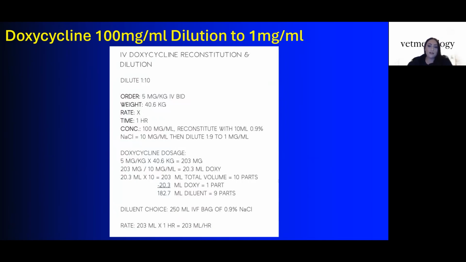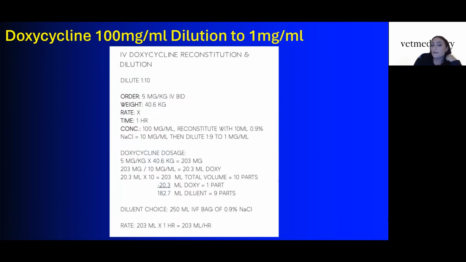You want to reconstitute with 10 mils of 0.9% NaCl, which gives you a 10 mg per mil solution. And then you want to dilute. I'm sorry, it says 2 different dilutions here. I need to fix that. But I believe it's 1 to 10, not 1 to 9. So yes. So basically, you want to go ahead and dilute 1 to 10 to a 1 mg per mil dilution. So 5 mg per kg times 40.6 kgs equals 203 milligrams.